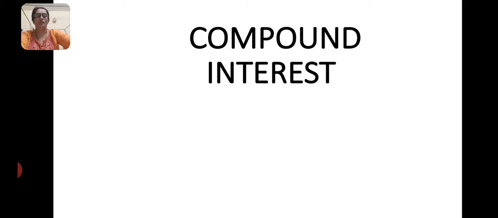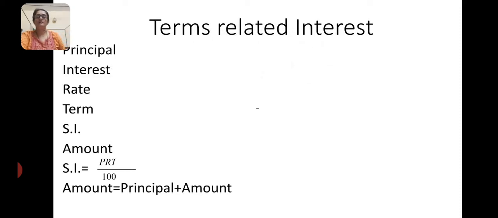So let us see what all the terms related to this. The first one is principal. Principal is the money borrowed or lent out. Then interest. Interest is the extra amount paid for the use of that principal. Rate is the extra money given for a particular time. Then term is time taken.